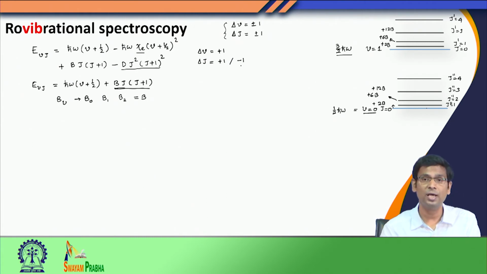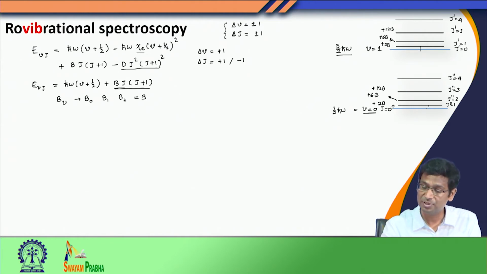But while we are discussing absorption spectra, we can have delta J as plus 1 or delta J as minus 1. How can we have delta J as plus 1? If I start from J equals 0 and reach J equals 1, that will be delta J as plus 1. Can I do delta J equals minus 1 from the J equals 0 level? No, because J is 0 here. The lowest energy J value is also 0 in the upper state. Therefore, delta J minus 1 is not allowed when I start from the J equals 0 level.